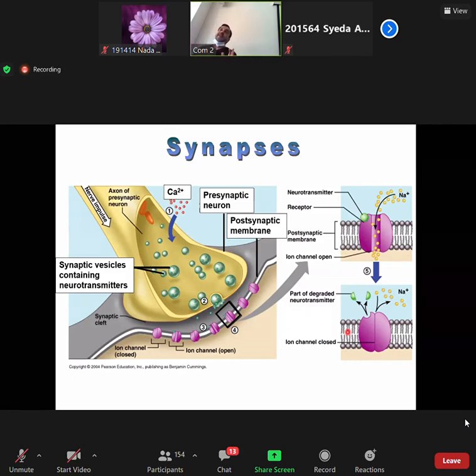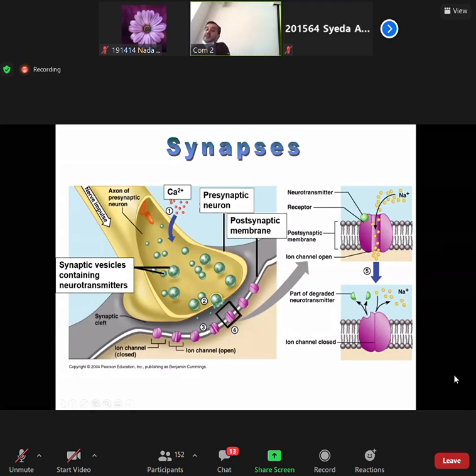In electrical synapses, you have bidirectional flow. So the action potential can move this way or the other way because there is gap junction and there is exchange of ions between the neurons. But there are very few electrical synapses. The most common way of how the neurons communicate with the other neurons is by chemical synapses.